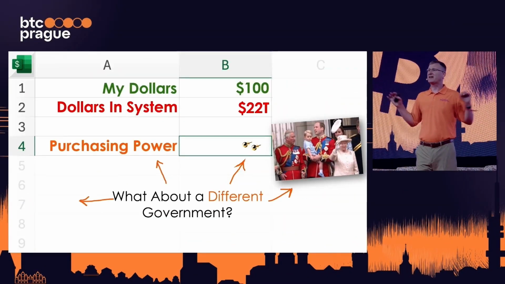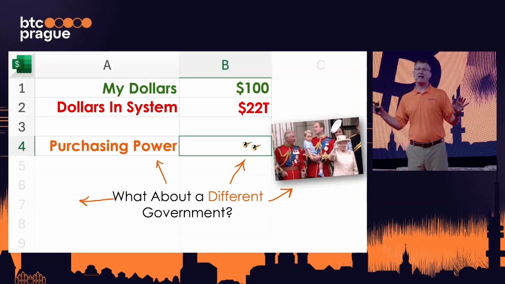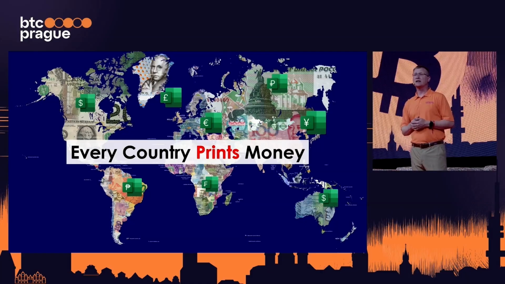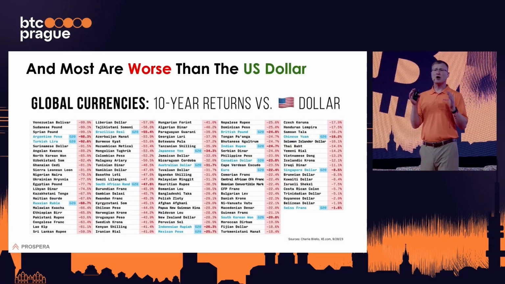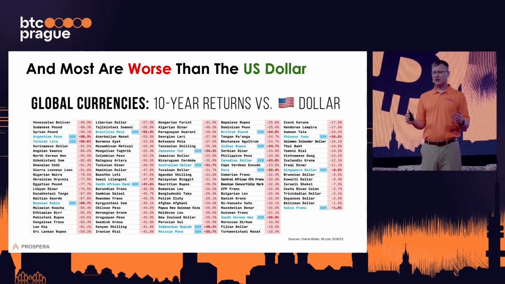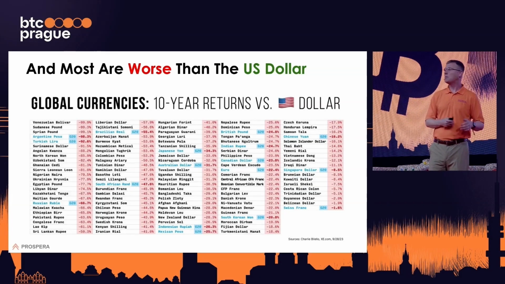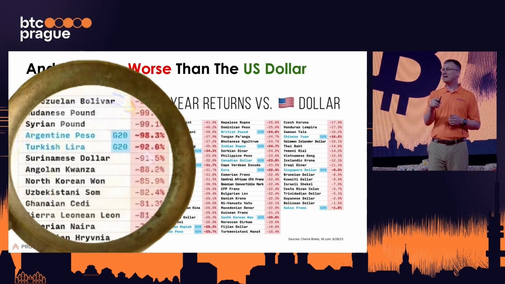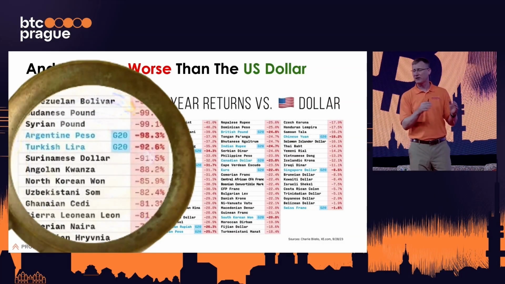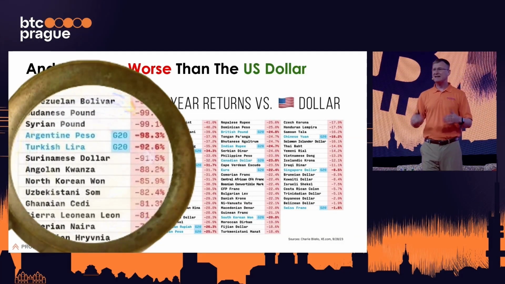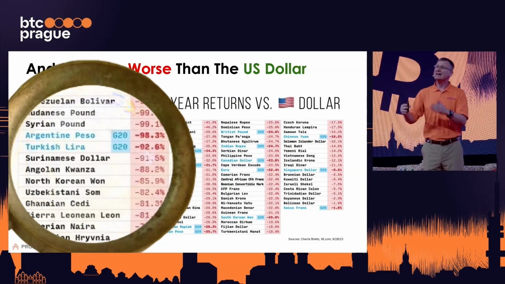They deleted all the words about how it was redeemable in gold. What about other governments? Are other governments better at managing a money system than the US government? Well, sadly, every country prints money, and most are much worse than the US dollar. Whereas the US dollar has lost 25% of its value or more just in the last 10 years, other currencies are down much more. For example, the Venezuelan bolivar is down an additional 99.9% on top of how much the US dollar is down.